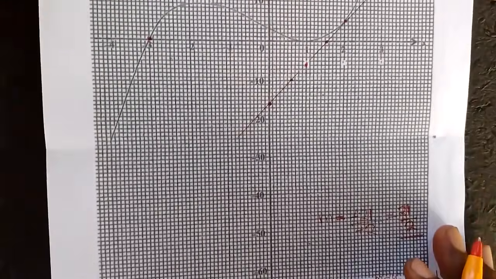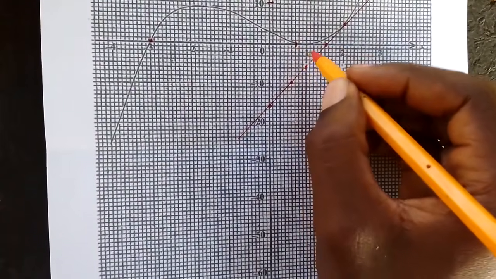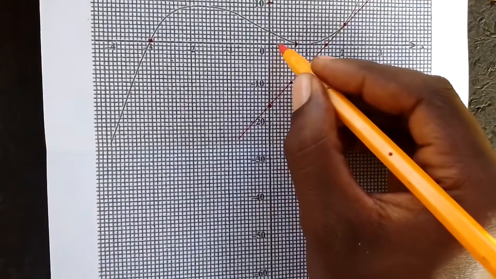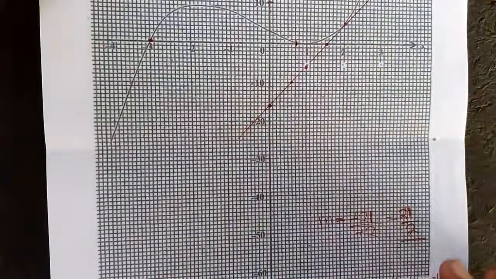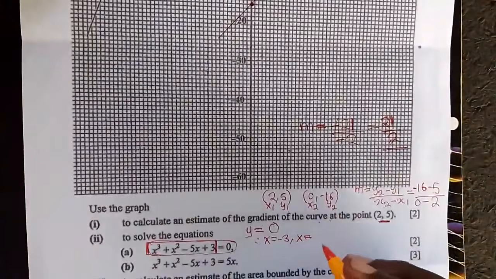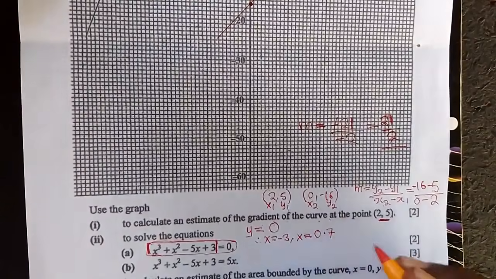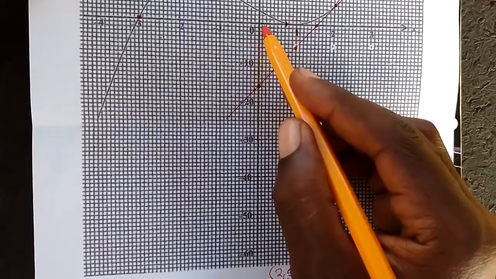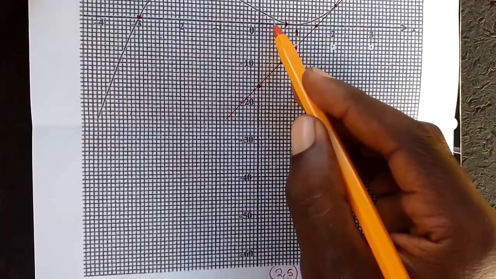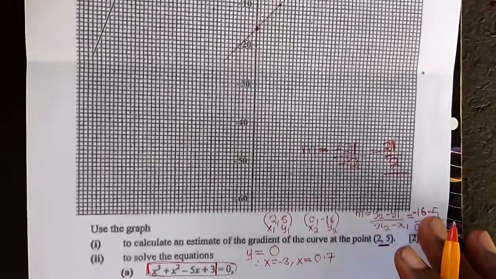You move. It is also cutting the curve here. There is 1 here. 1, 2, 3, 4, 5, 6, 7. So this is 0.7, since there is a 1 here. So this is 0.1, 0.2, 0.3, 0.4, 0.5, 0.6, 0.7. This is what we are supposed to do.